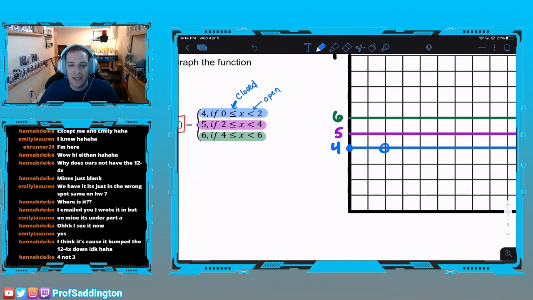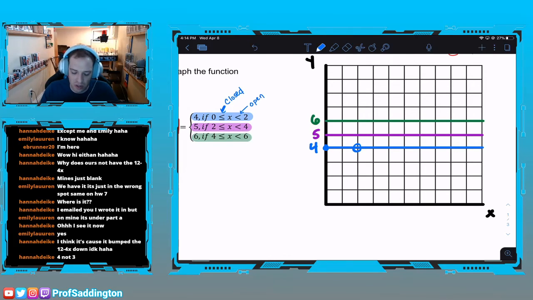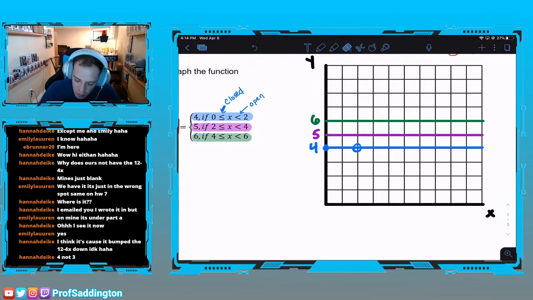The line is only allowed to go between those two dots, or those two circles. So I'm going to pull out the eraser and change it to partial. I want to erase the part of the line that doesn't matter. I don't care about any of that blue line that came after, and I just got to make sure that's an open circle.